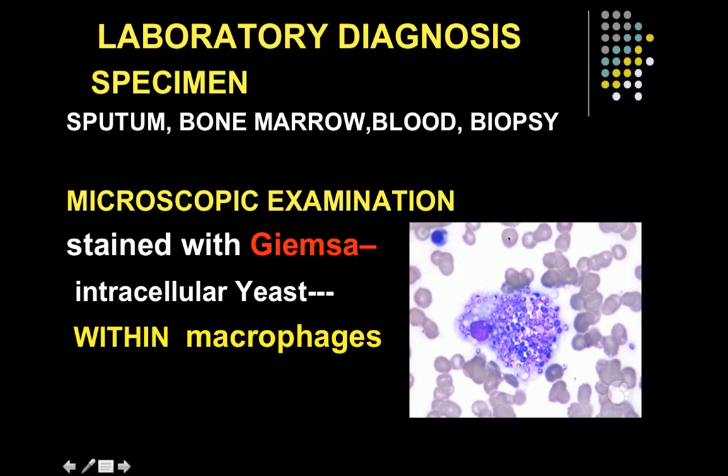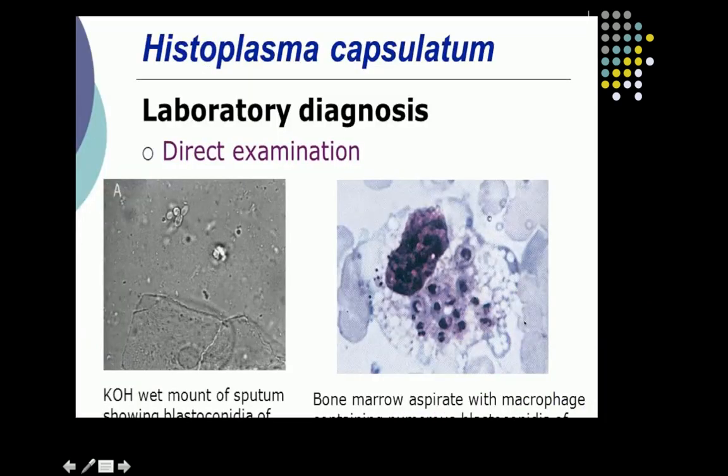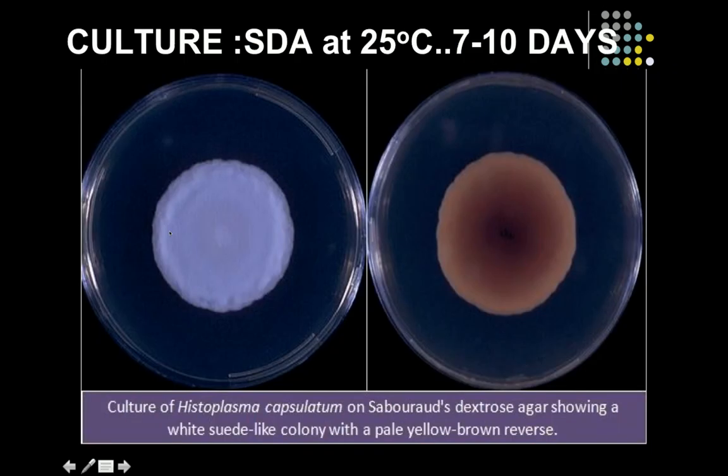If you look at this, this is a blood smear which is stained by Giemsa, and you can see a macrophage filled up with these intracellular yeast. You can easily make out or visualize the yeast cells in this diagram. This is another slide of Histoplasma capsulatum, and this is basically a bone marrow aspirate, and within the bone marrow again you can see this large macrophage filled up with these intracellular yeast cells. And this is a KOH preparation taken from the sputum, and again you can see the spores over here.